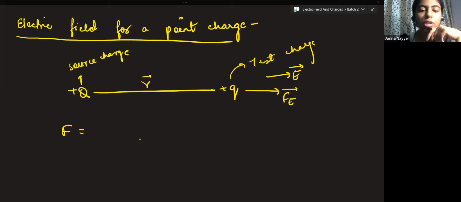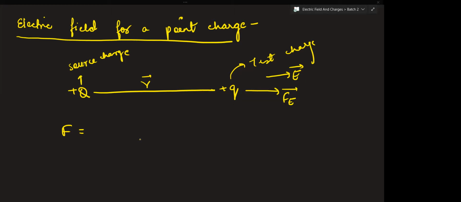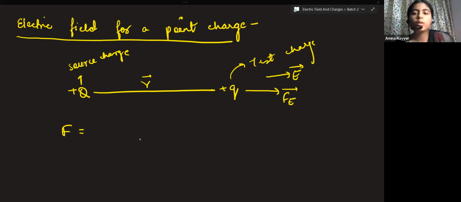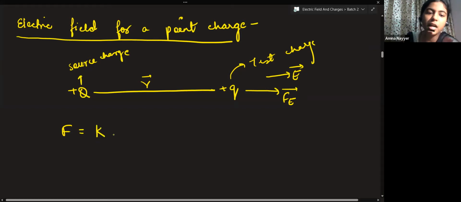If you have two charges separated by a certain distance, now how do we write the force? K Q1 Q2 by R square. No, see, Fatma, this will be K, first charge is capital Q, the other charge is small q, divided by R square.